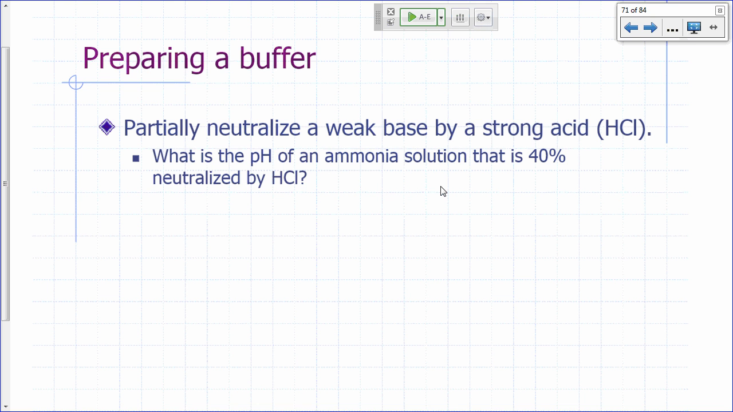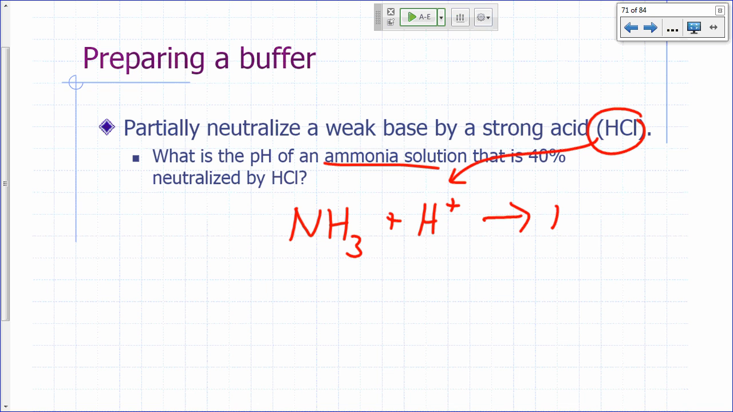Now, another way you can make a buffer is you neutralize a weak base by a strong acid. For example, let's say you have an ammonia solution. Let's neutralize that by HCl, so the HCl will give you the H+, and that will give you ammonium ions. Again, let's just make up some pretend numbers here. It doesn't really matter what numbers we use. Let's say we have 1 molar of ammonia to begin with. So our initial concentration is 1.